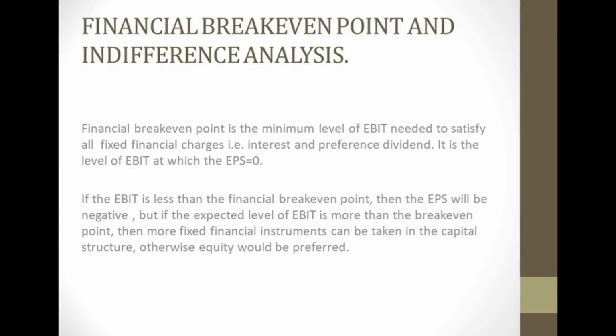Because the financial break-even point is the minimum level of EBIT needed only to pay the fixed charges, that is interest and preference dividend, isn't it? So after paying the fixed charges, nothing is going to remain. So obviously the EPS is going to be zero in that case, right? If the EBIT is less than the financial break-even point, then the EPS will be negative. Here, in the first scenario, where EBIT is at the minimum, it comes to zero. If the EBIT is less than the financial break-even point, obviously the EPS will be negative.